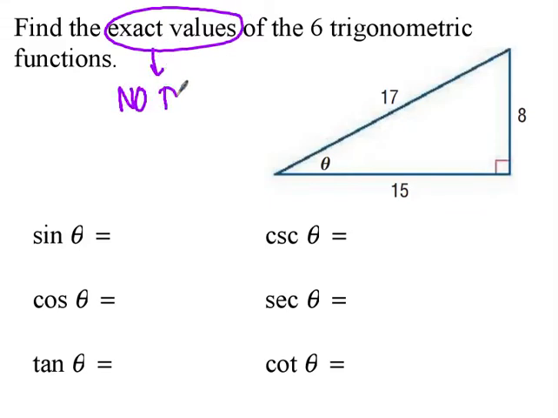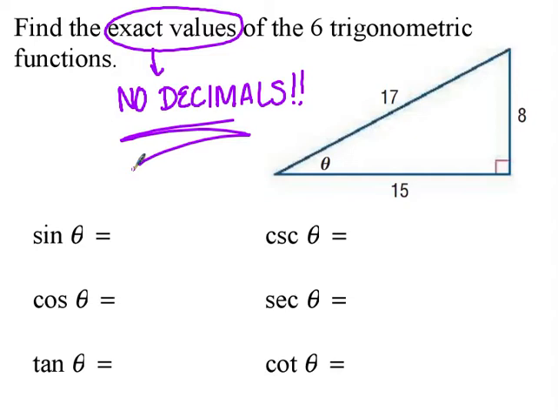No decimals. Exact values mean fractions. So on your homework, on your quizzes, on your tests, when it says find the exact values, that should automatically trigger no decimals. You're going to find out a lot, especially when we get into this trig stuff, that we don't use decimals a lot. We use a lot of fractions because they're more precise. When you have decimals, you have to round. So sometimes you can get off a little bit.